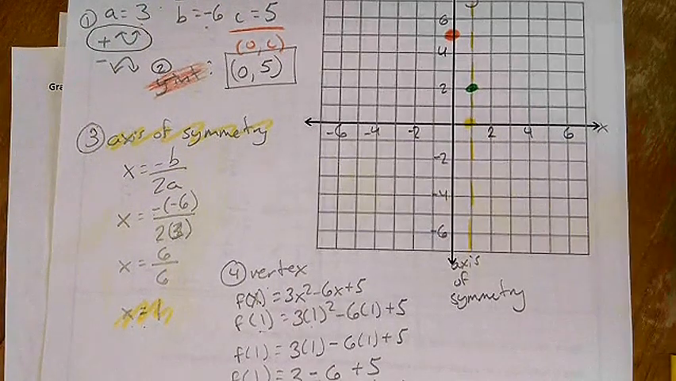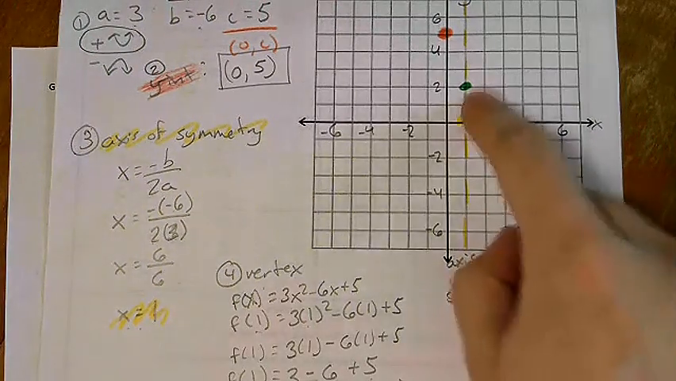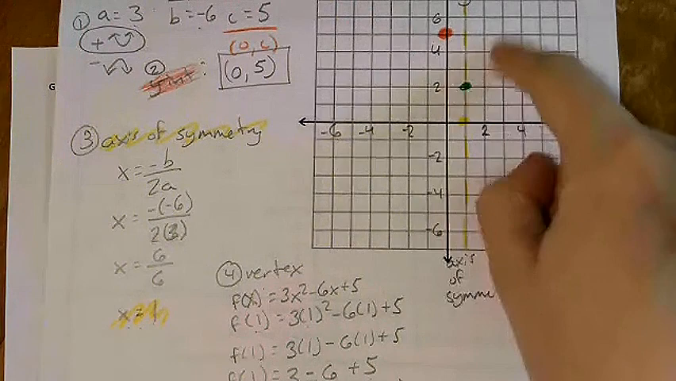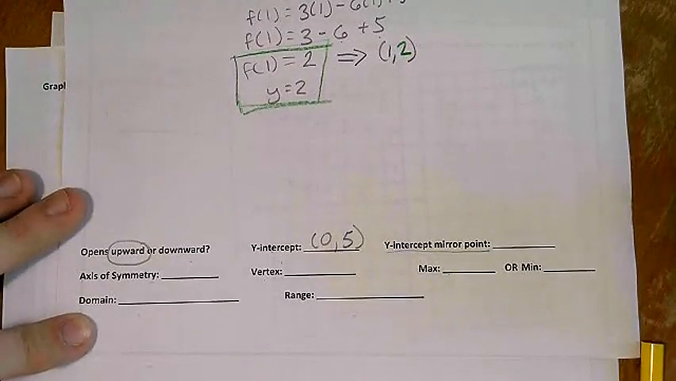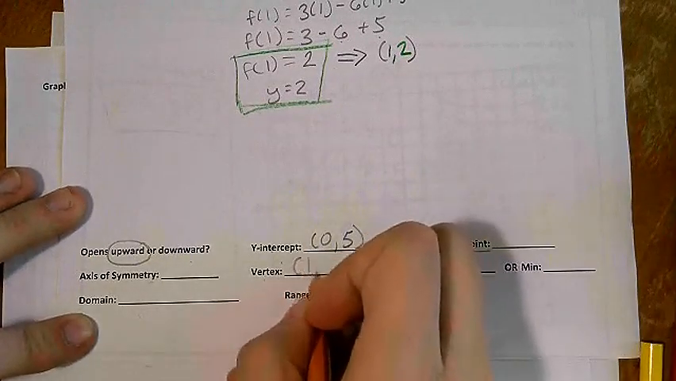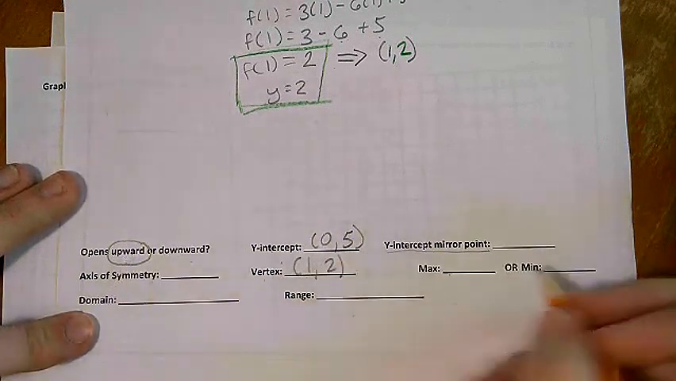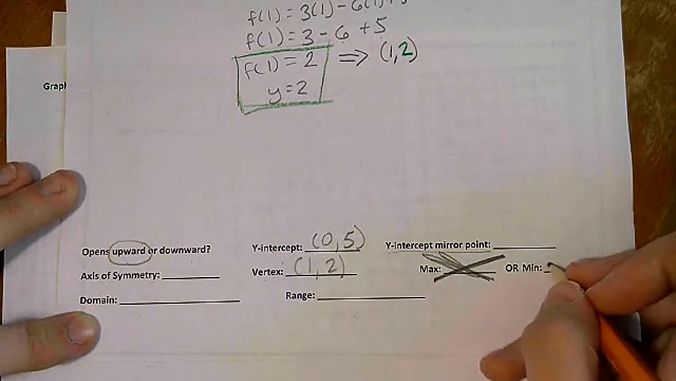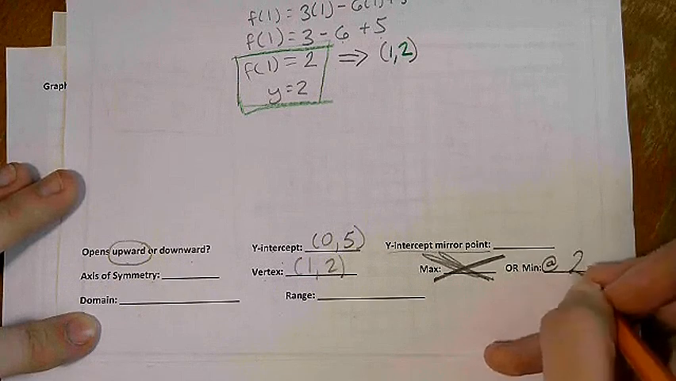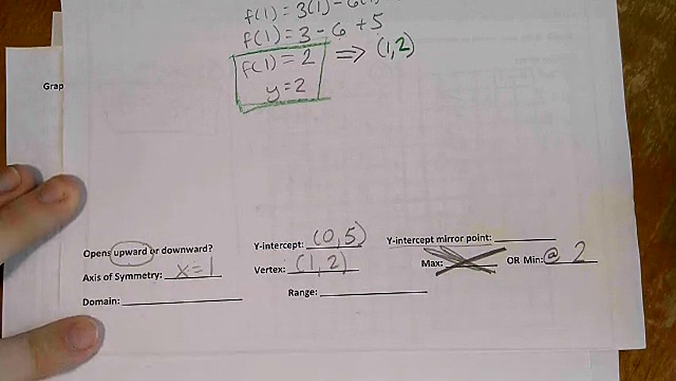Now that we know the vertex, and we know it opens upward, we can say if this is a minimum or a maximum. Well, if it opens upward, that means this is the lowest point. So down here, let's fill in some information. Our vertex is at (1, 2). Because it opens upward, this is a minimum. So I'm just going to cross out my maximum because it doesn't apply. And the minimum value is where y is 2. The axis of symmetry we found, it's x equals 1.